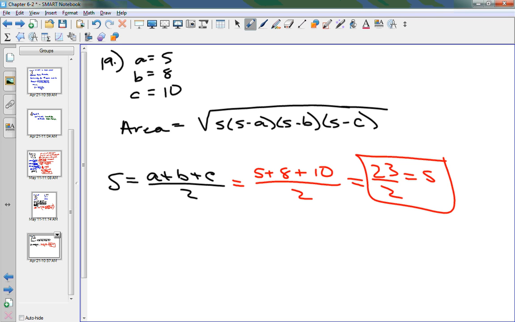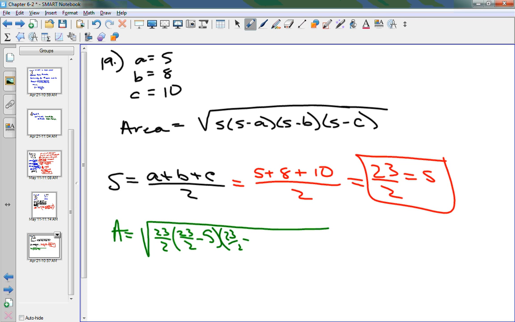That's S. Now I need to plug everything into my formula. So now I'm going to find my area, which is going to be equal to the square root of 23 over 2 times 23 over 2 minus 5 times 23 over 2 minus 8 times 23 over 2 minus 10. The decimal would be much easier. When you plug it in, what do you get?